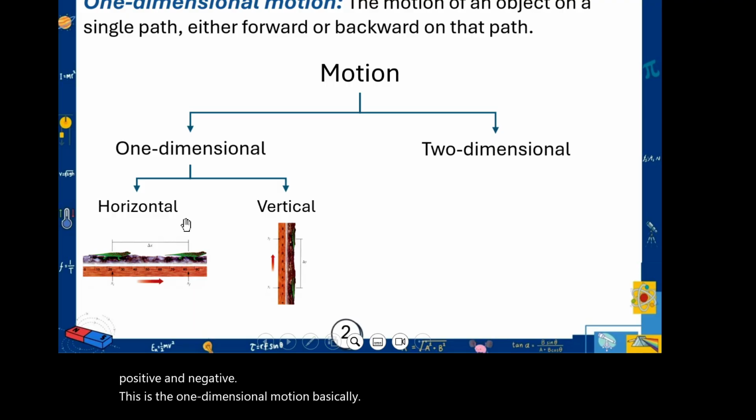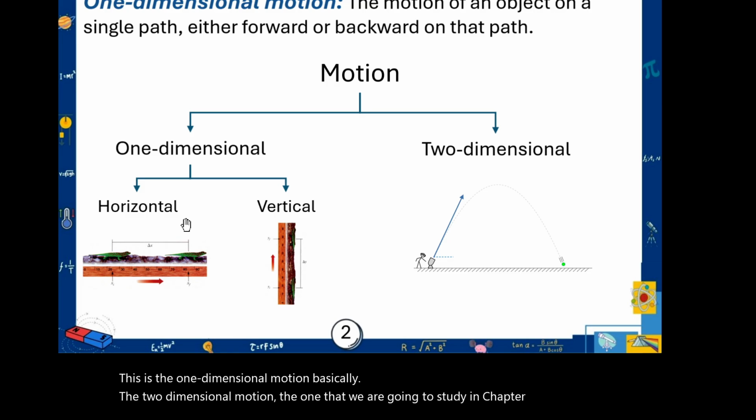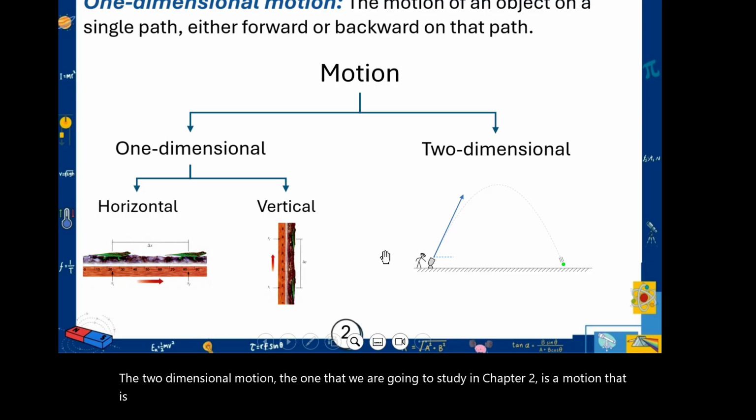The two-dimensional motion, the one that we are going to study in chapter 2, is a motion that is mixed between those two. Meaning the object is moving both in the horizontal direction and in the vertical.